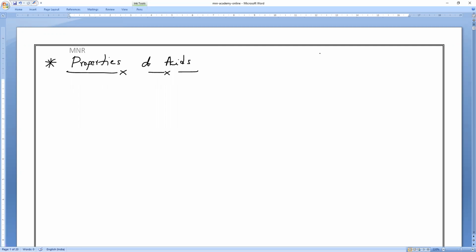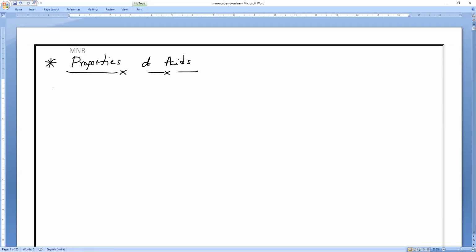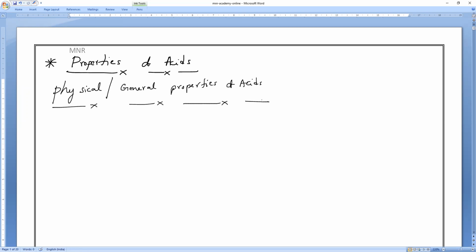So now first, of course, properties of acids. If you take any kind of substance, basically we have two kinds of properties. The first is physical properties, and the second one is called chemical properties. So first let us see the physical properties, or we will say general properties of acids. What everybody can see outside, which is visible to everybody, we used to say general, or physical, properties of acids. Now, the first property of acids, let me try to get the properties from you actually. That is what is needed for me.